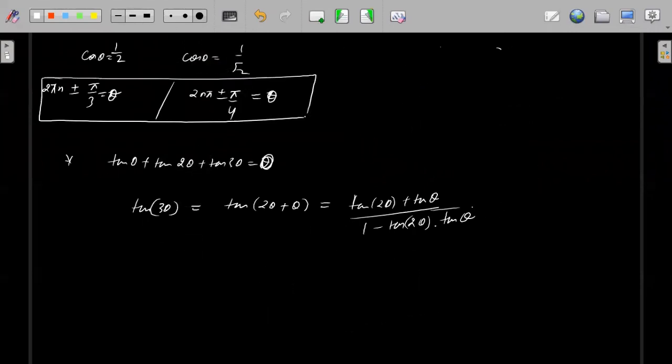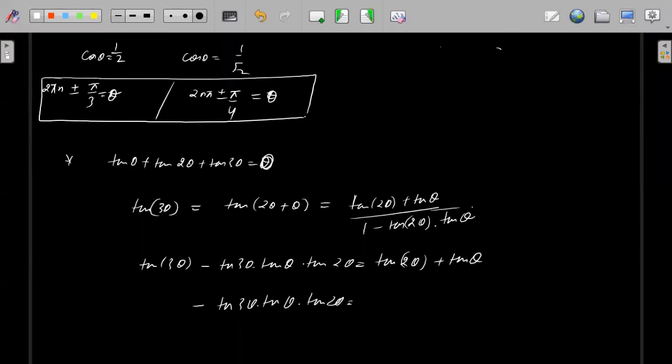So from here, if I cross multiply, this will become tan of 3 theta minus tan of 3 theta tan of theta into tan of 2 theta is equal to tan of 2 theta plus tan of theta. So from here I will get minus tan 3 theta tan theta tan 2 theta is equal to tan 2 theta plus tan theta minus tan 3 theta, right? I'm getting it like this.